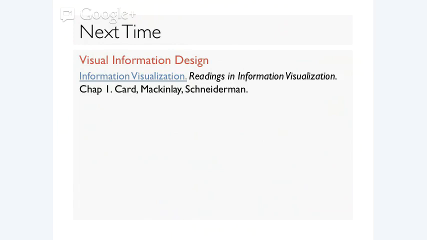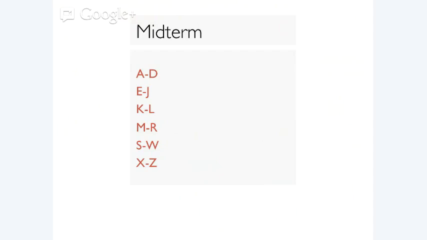And now, if Kate and Neha could come to the front, we're going to return the midterms. We're going to have these six groups, and each of us is going to take two of the groups. So we'll have A through D and E through J here, K through L and M through R in the middle, and S through W and X through Z on the left. And we'll just call out names and last names. I have A through L and N through R. All right. S through Z over here.